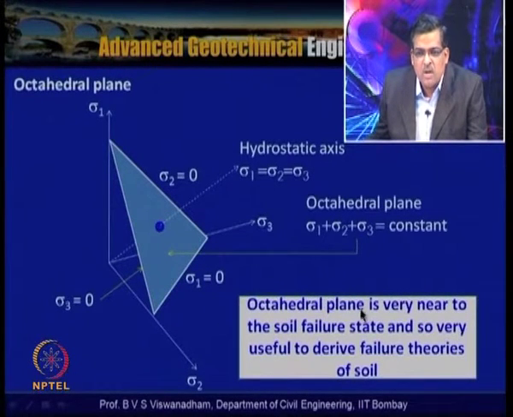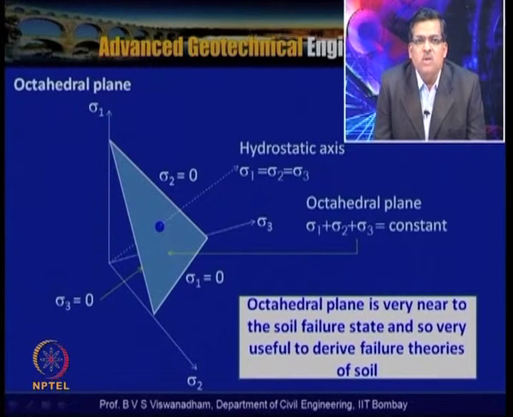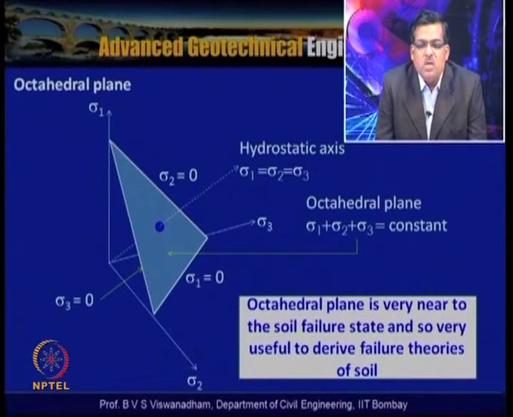So the octahedral plane is sigma 1 plus sigma 2 plus sigma 3 equal to constant. The octahedral plane is very near to the soil failure state, so it is very useful to derive the failure theories of the soil. So this octahedral plane, which is indicated as sigma 1 plus sigma 2 plus sigma 3 equal to constant, is a plane very near to the soil failure, and so very useful to derive the failure theories of the soil.